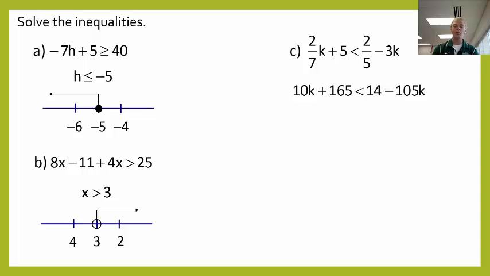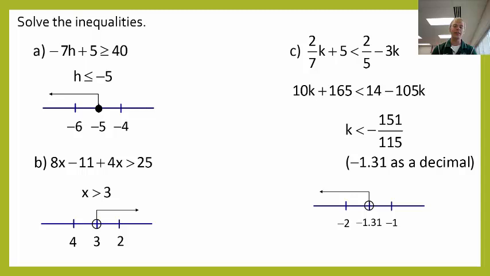And then our last one, I added an extra one step here. We need to get rid of the fractions by multiplying by 35, which is our least common multiple. And then I would end up with a fraction here. K is less than -151 over 115.